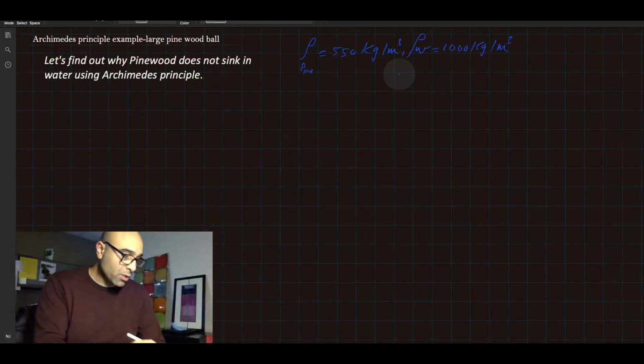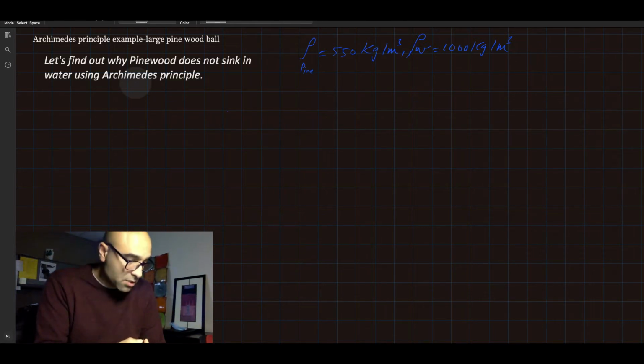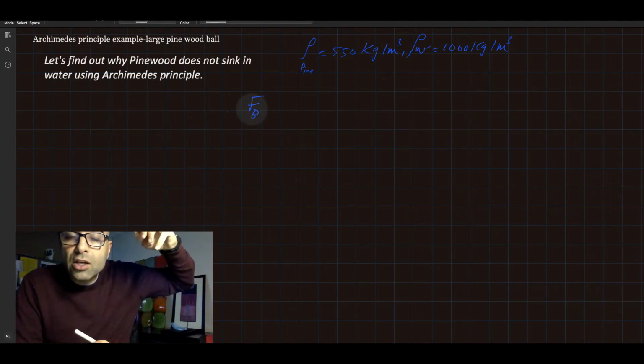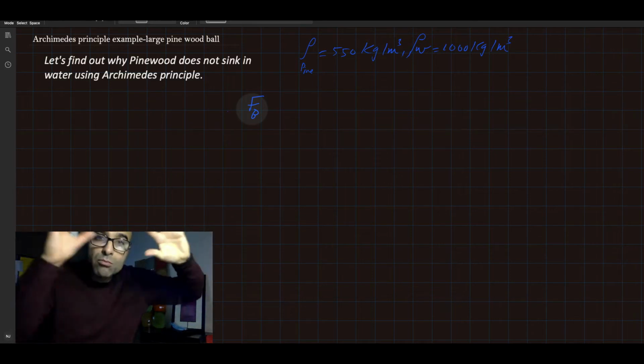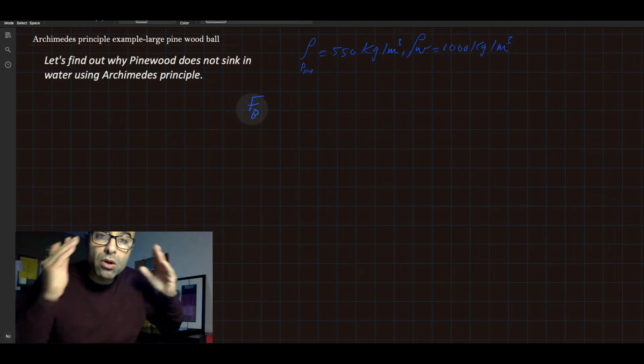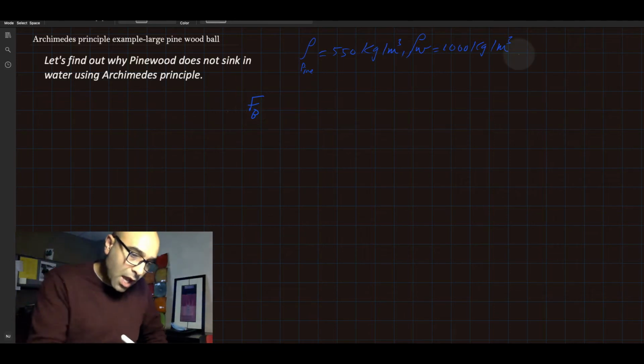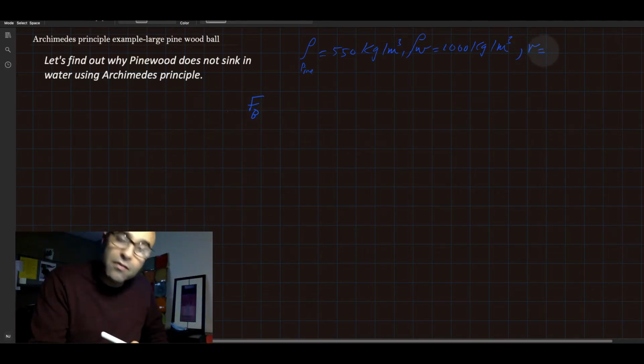That's easy. But we're going to use Archimedes principle, and to do that, we need to use forces, because that's what Archimedes principle is based on. So to use forces, let's find the buoyant force of water acting on the pinewood ball, as if the pinewood ball was submerged in water. I need to give you here that the radius of the pinewood ball is equal to 3 meters. It's a big sphere.